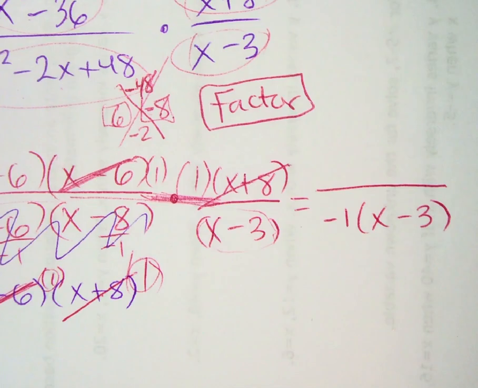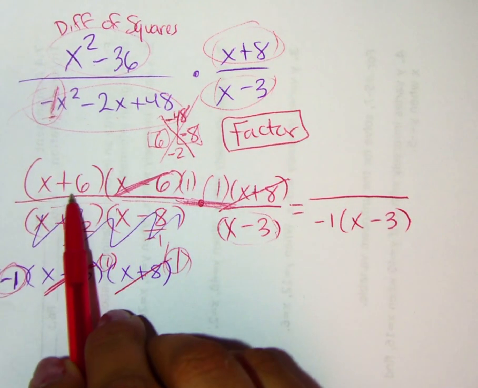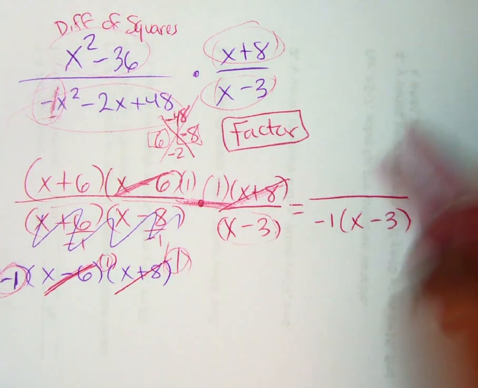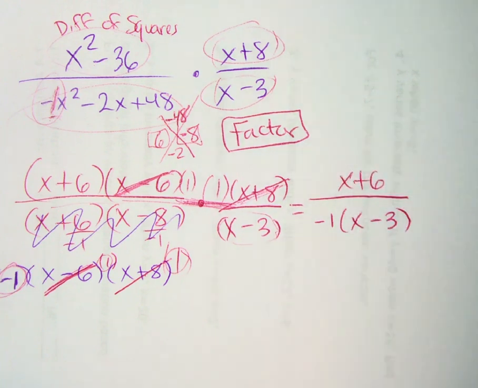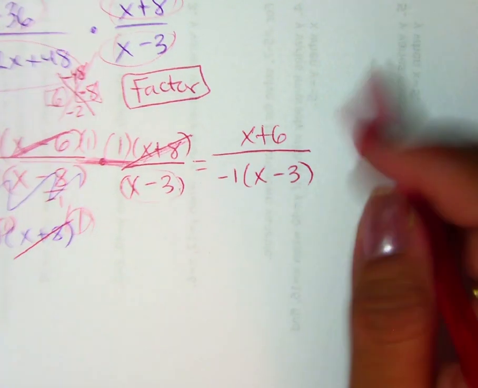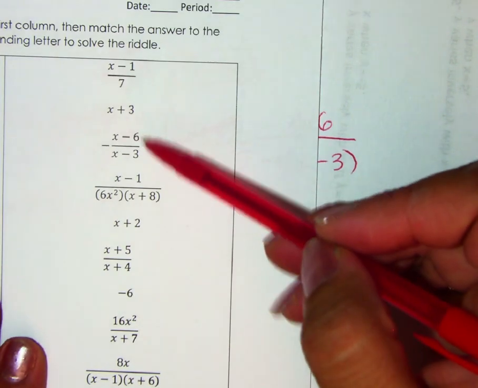On the numerator, we're going to have this x plus 6 times 1 times 1, because these are gone. So then you're left with x plus 6. So this is where we're at now. And if you look at the answer choices, the only one that's close to this is this one.